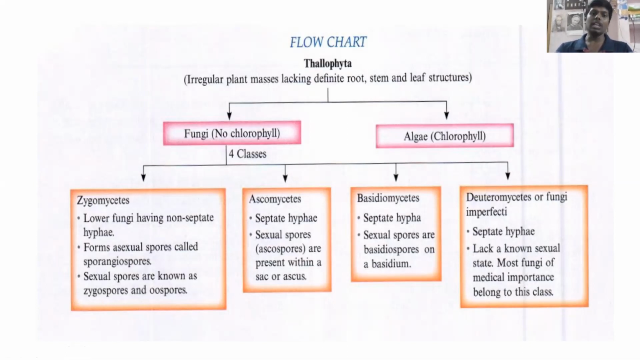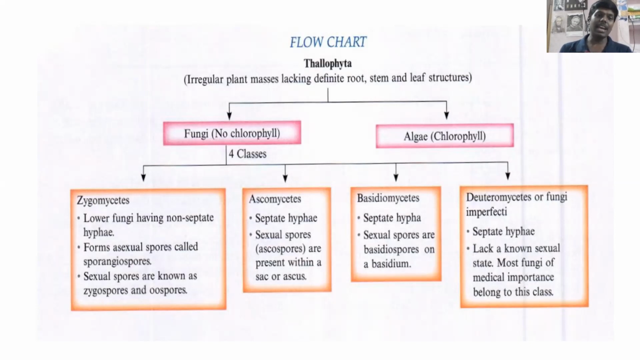So these fungi are divided into four classes. What are the four classes? Zygomycetes, ascomycetes, basidiomycetes, and deuteromycetes. What are these zygomycetes? What are these ascomycetes? Just by seeing the properties, they are classified into these four types.